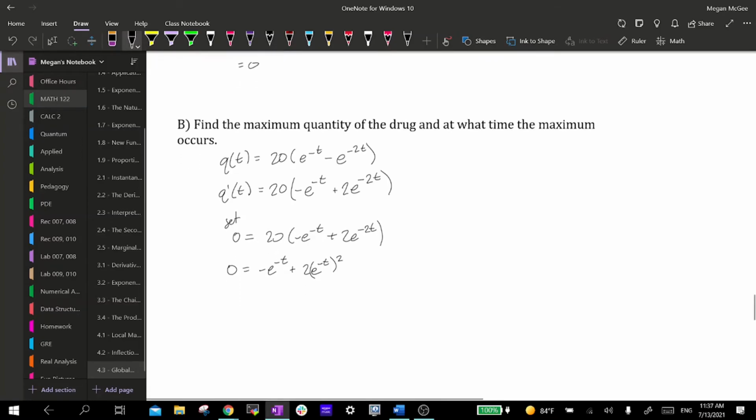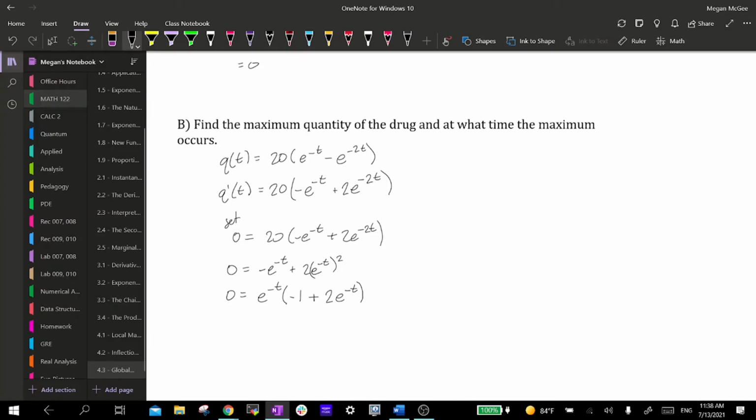This is just a law of exponents that I'm using. So this means I can actually pull out an e to the negative t. So we have e to the negative t times negative 1 plus 2e to the negative t, because we had two of them, right? It was squared. So now we're just left with one of them in there.